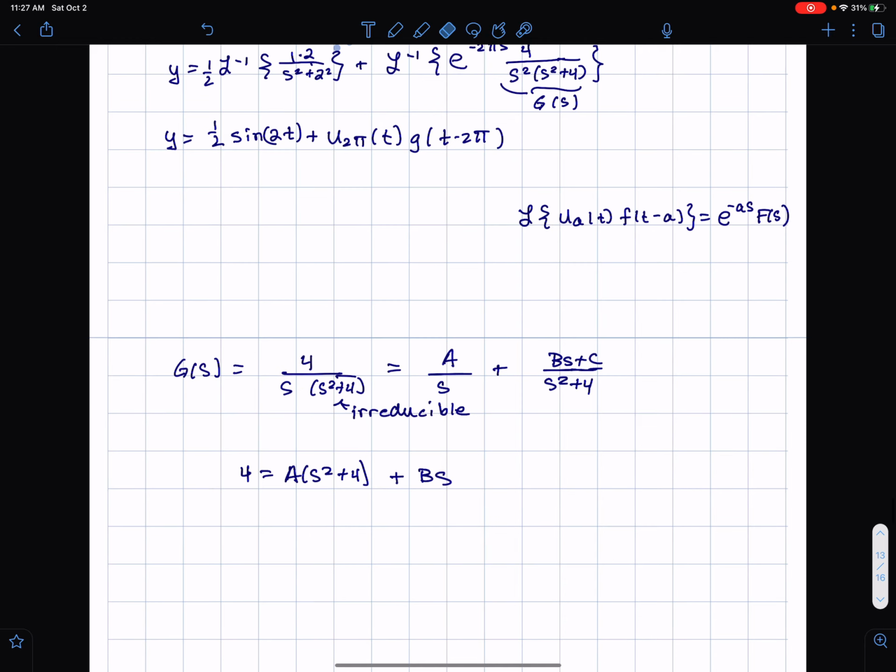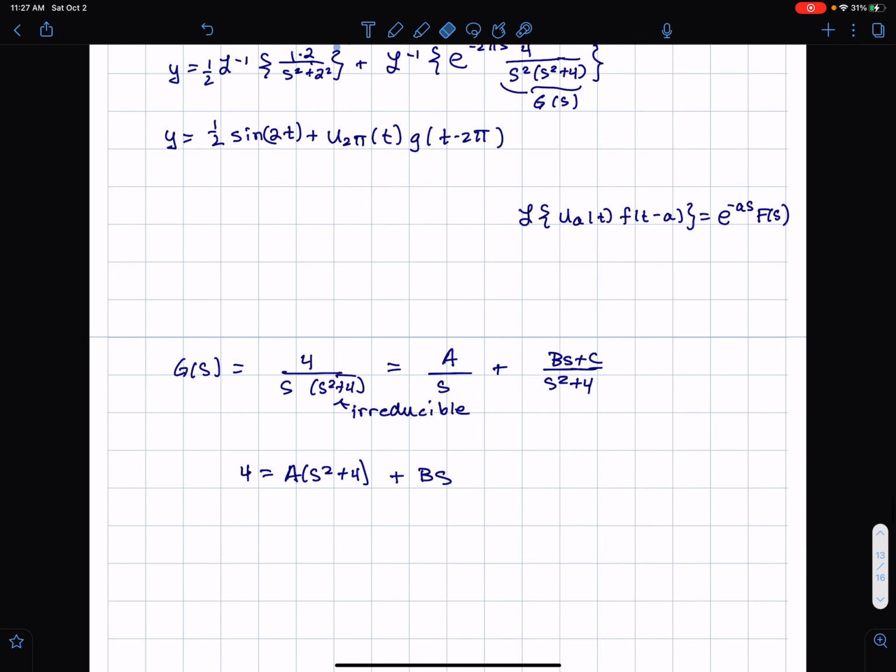I made a typo right there. And so I get that, and so the thing is, there are different ways to do this, but one is you could write this as 4 equals As squared plus 4A plus Bs.